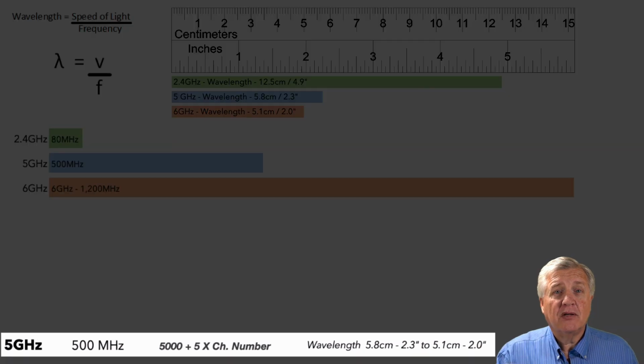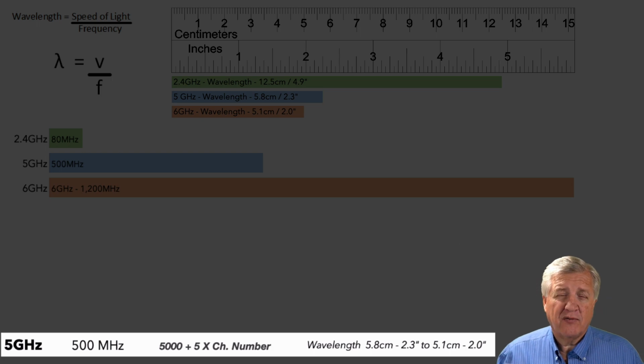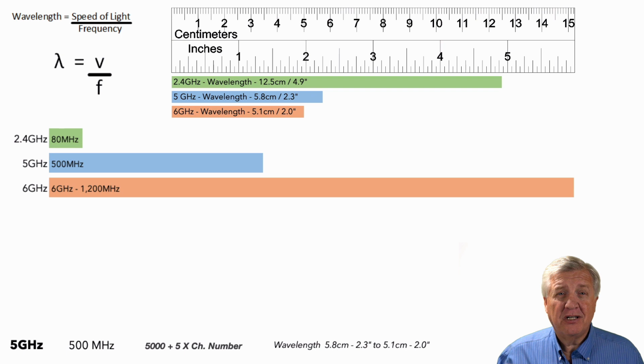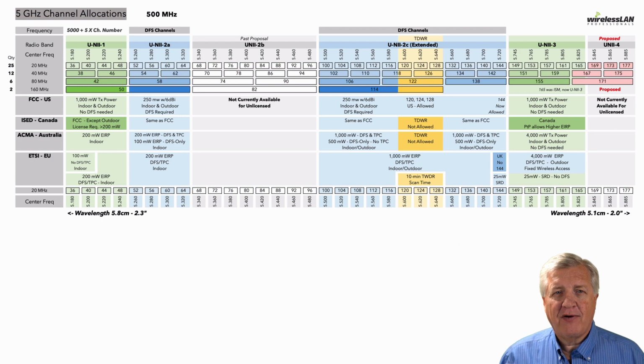At the bottom here, you can see there's also a formula you can look at. If you want to come up with the formula for what is the channel, you just use the formula and say, well, we're going to take 5,000 plus 5 times the channel number. So if I'm channel 36, you multiply that times 5 and you come up with a number. Actually, I never got good at keeping those numbers and the formulas in my head. So instead I came up with a chart. And the chart allows us to see all the things that are available to us in 5 gig.